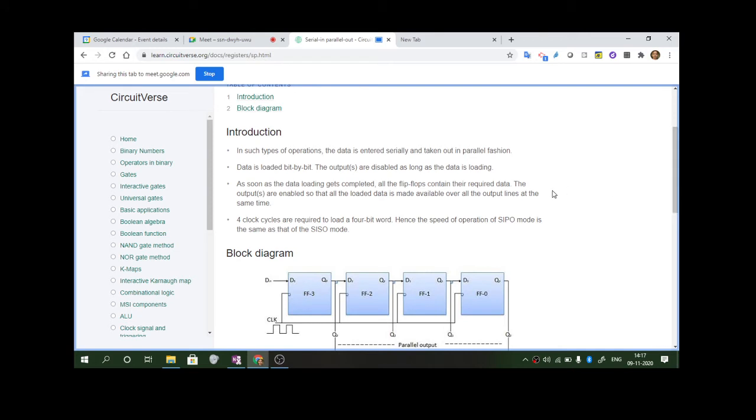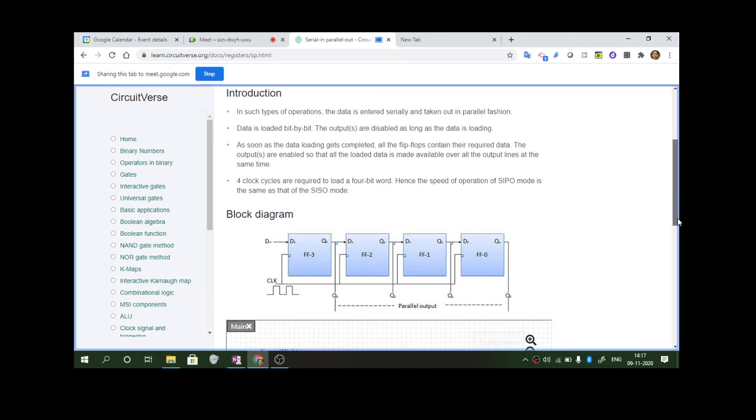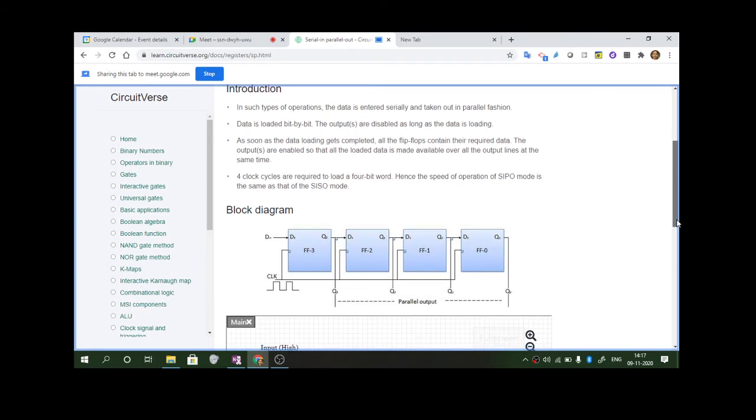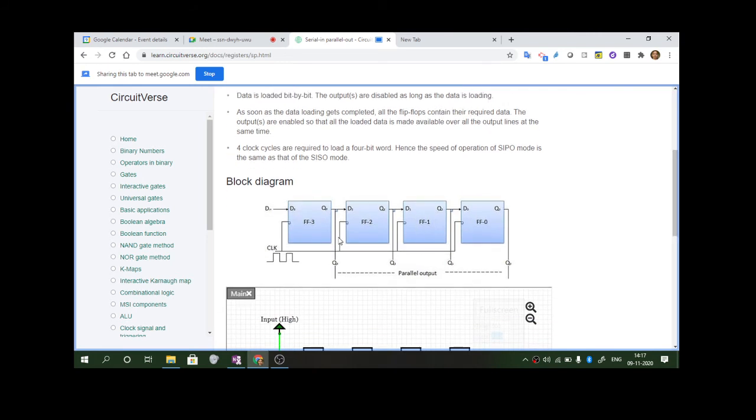So four clock cycles are required to load the 4 bits, and the information is available at the end of the 4th clock pulse. So the speed of operation almost remains the same as it was in the case of serial in, serial out also. The circuit is slightly different. The information is coming in a serial fashion, but at the output, all the information is available at once.